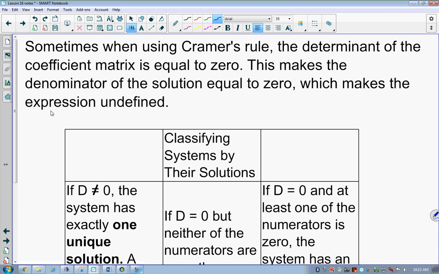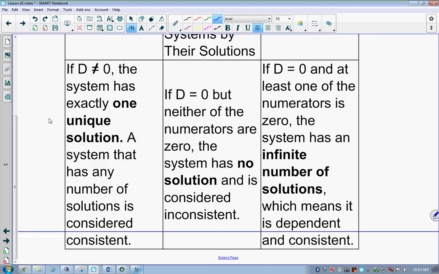All right, sometimes when you're using Cramer's rule, the determinant of the coefficient matrix is equal to 0. Okay, meaning I'm getting 0 in my denominator position. If I get 0 for my coefficient or bottom matrix, then my answer is going to be undefined, because can I divide by 0? No. So I get something that's undefined. So down here we see that classification where we're seeing consistent, inconsistent, dependent, and independent. So if my denominator doesn't equal 0, that's what this means right here, the system has exactly one unique solution.